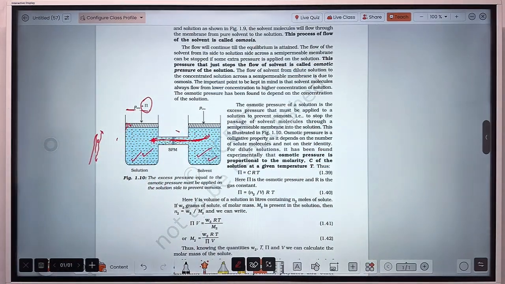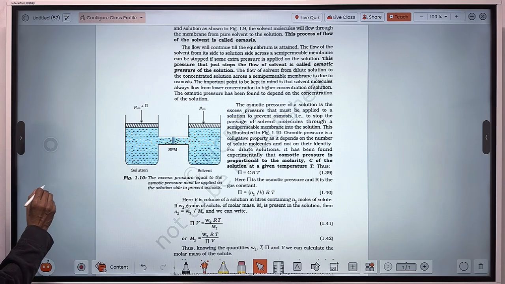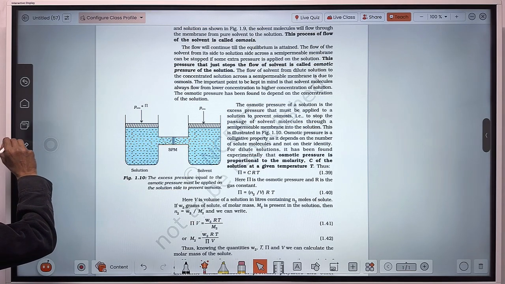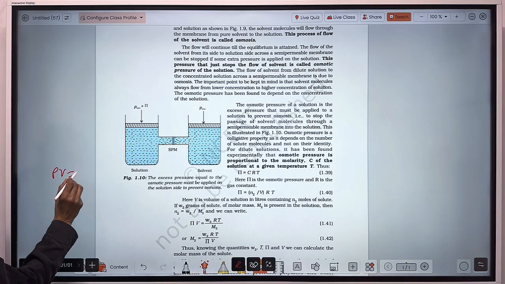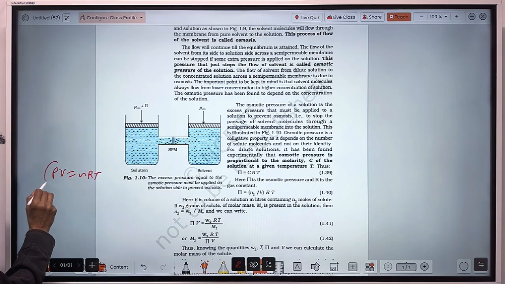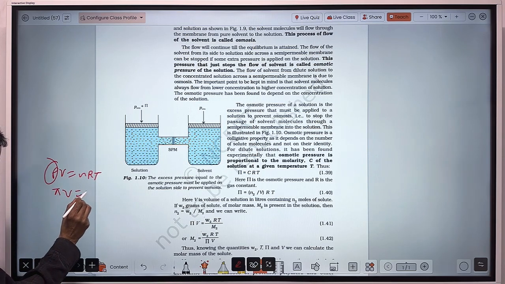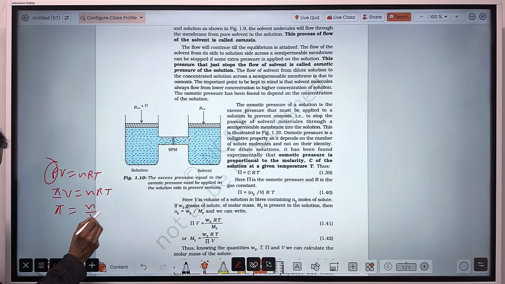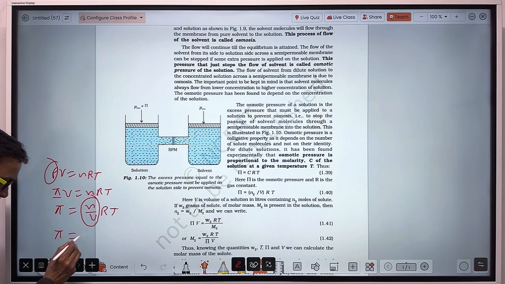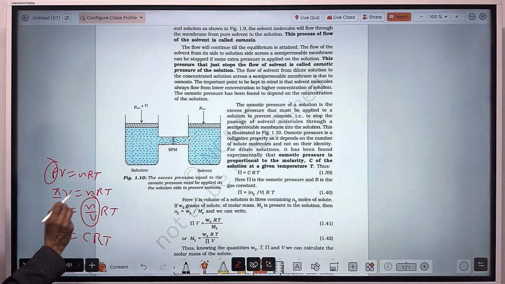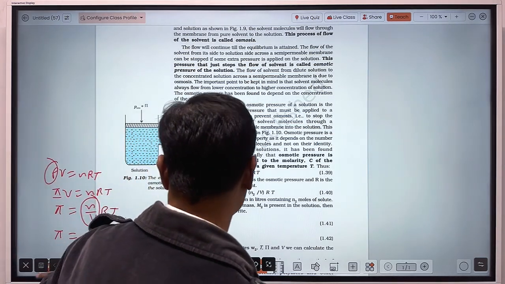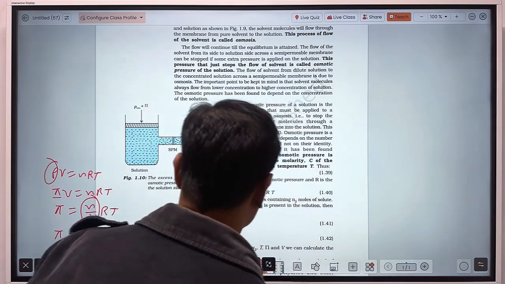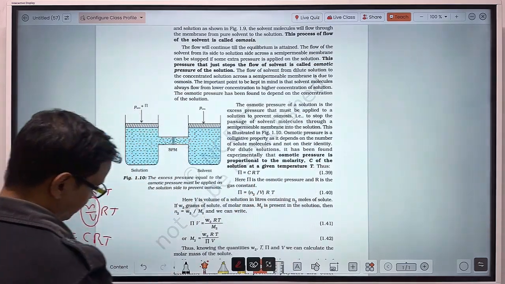And the expression for osmotic pressure is the same as that of the gas law. In gas law, you know PV equals nRT. Osmotic pressure is indicated by pi. So pi V equals nRT. So pi equals n by V into RT. n by V, the number of moles of the solute upon volume of solution, is concentration. So that's why pi equals CRT, with concentration in terms of molarity. That's why pi equals n by V RT.